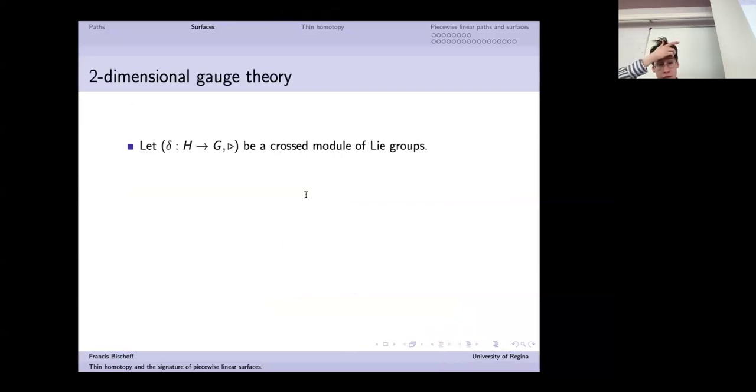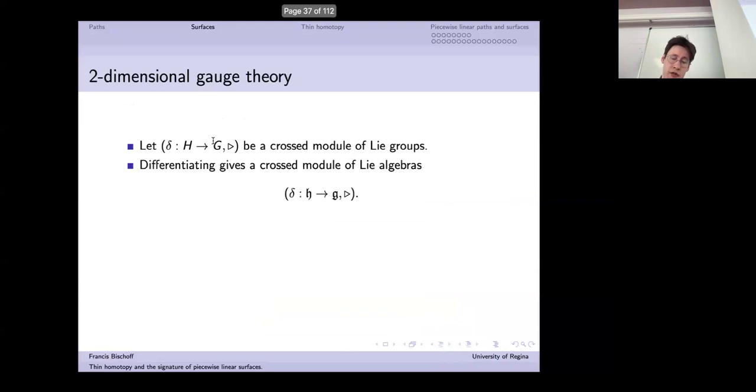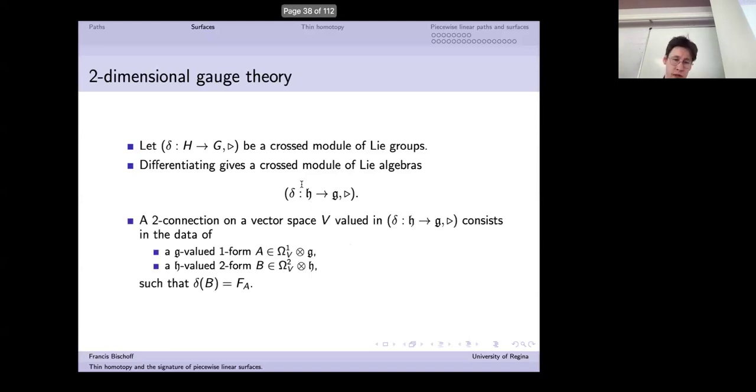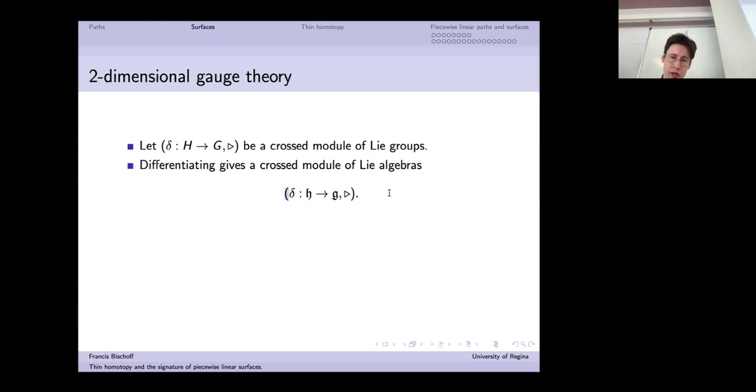Now two-dimensional gauge theory. So now I'm considering a crossed module of Lie groups. The two groups are H and G now. You can, of course, differentiate this, and you get what's called a crossed module of Lie algebras, which is essentially the same thing: two Lie algebras, a homomorphism of Lie algebras delta from H to G, and G acts on H by derivations, and delta is equivariant, and then an analog of the Peiffer identity holds. Okay, so this crossed module of Lie algebras is the correct coefficients for two-connections.